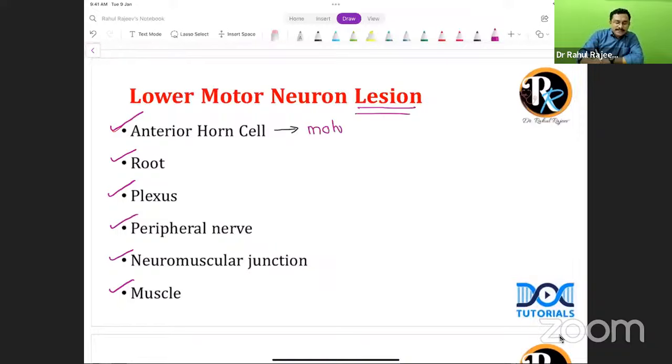Motor neuron disease. Heard of motor neuron disease, which is a degenerative disorder? It can sometimes affect the UMN as well, but yes, this is one disorder that can affect LMN.